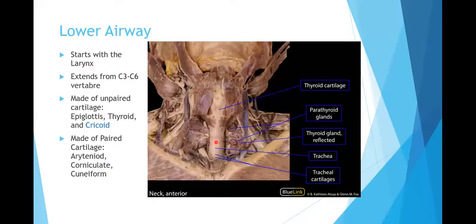Okay, so we have the epiglottis. That is for protection of the airway, not to be confused with the glottis. Epiglottis and glottis are two different things. The epiglottis is a piece of unpaired cartilage that protects the airway upon eating. The glottis is a hole, the hole in between the vocal cords. That hole, which leads into the lower airway, is called the glottis.